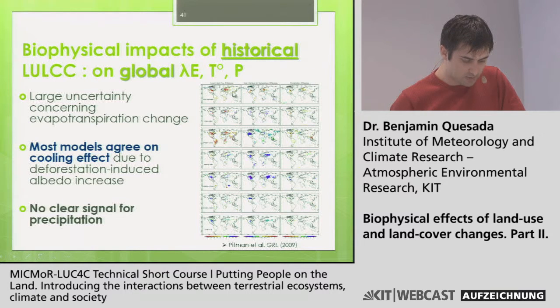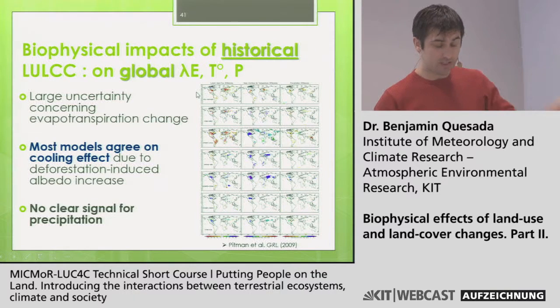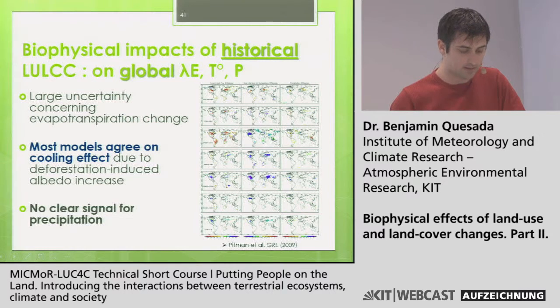So these are the results for 7 models in lines, for the impact of historical land use and land cover changes on latent heat flux, on surface temperature, and on the third column, precipitation. For the first column, we see both red pixels that denote a decrease in latent heat flux, and some models with blue pixels denoting an increase in latent heat flux. So we have a large uncertainty among the LULCC models concerning the evapotranspiration changes due to land use and land cover changes.